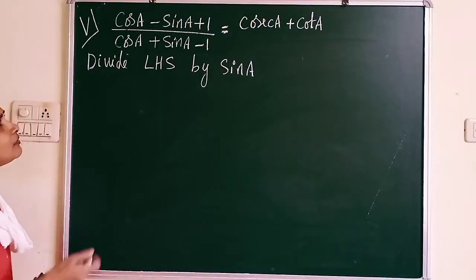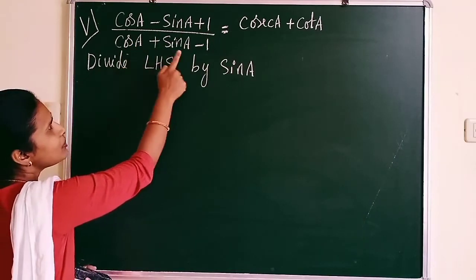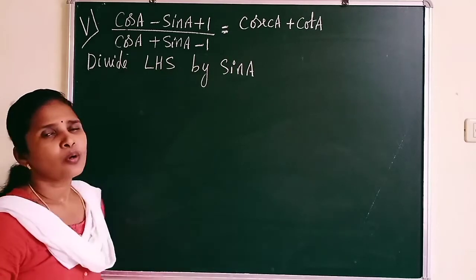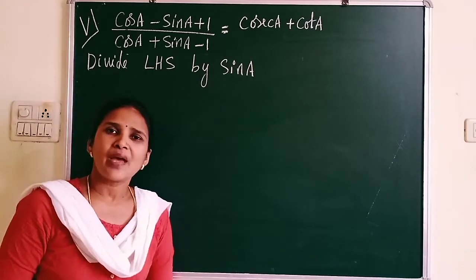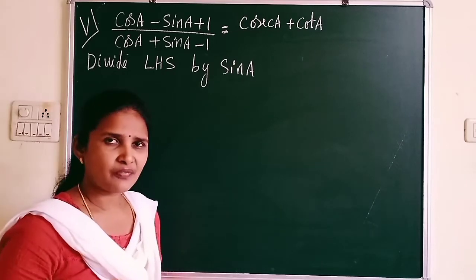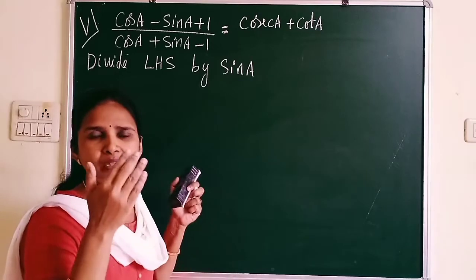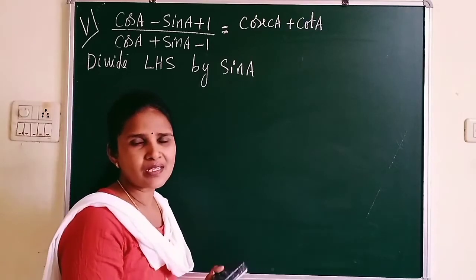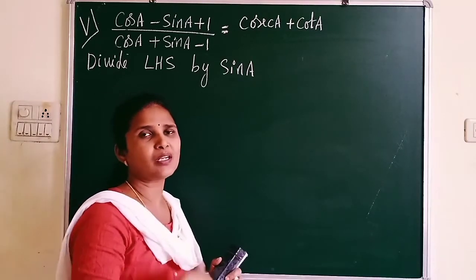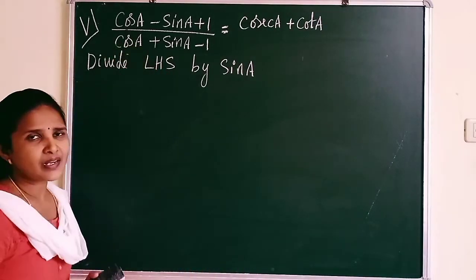What has been given: verify (cos a minus sin a plus 1) whole divided by (cos a plus sin a minus 1) equals cosec a plus cot a. As already told you, I cannot prove the simple side to the complex; better to take the complex statement, whichever side is complex, and prove the other side. Here you can clearly see that the left side is complex.